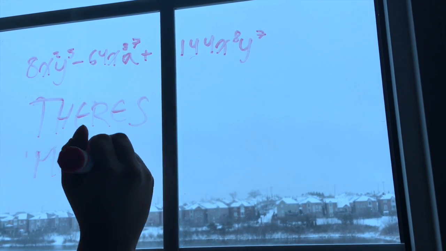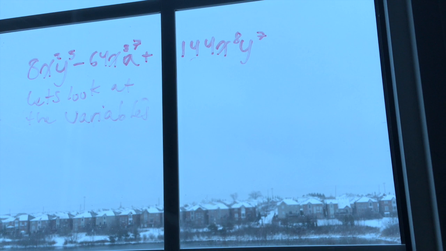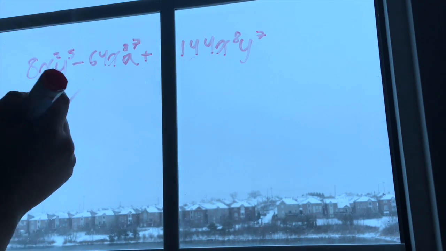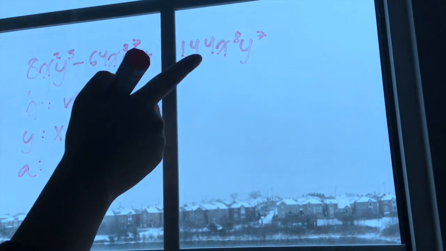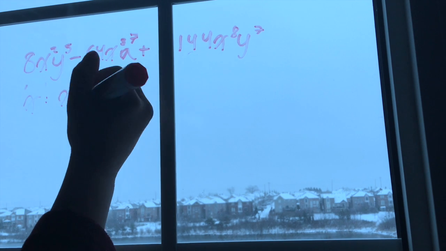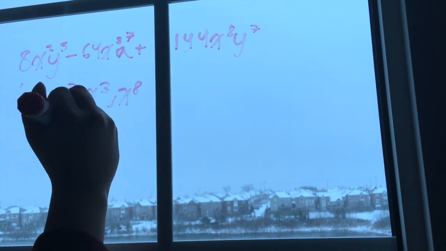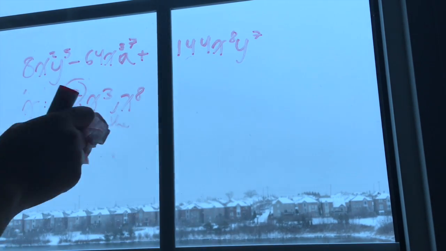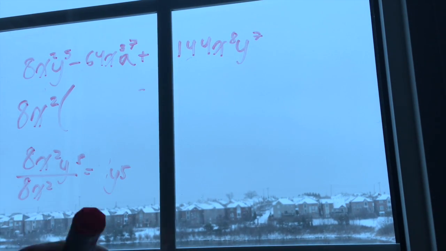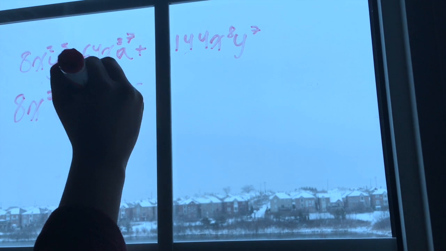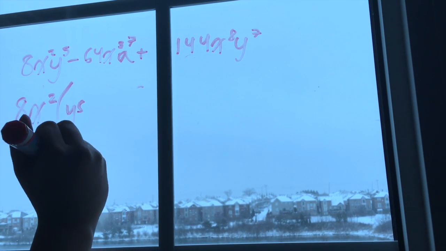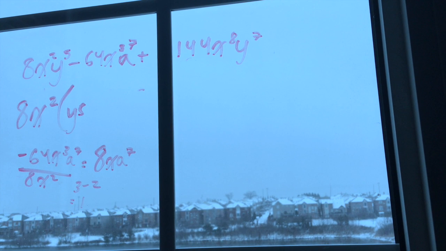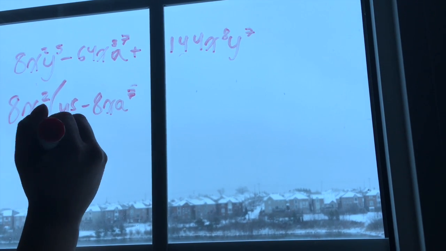But wait, you have to look for the variables. Are there any common variables? There's no y in all of them. There's no a, but there's certainly an x in all of them. And you want to grab the x with the lowest exponent, which is an x squared. So that's what's going to go outside of the bracket, x squared. So 8x squared, you do the same thing. You divide all the terms in the expression by the GCF, and that's what goes inside of the bracket.